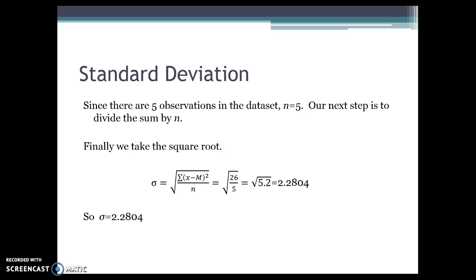So the next step is to divide by the number of observations that there are. In our data set, there were 5 observations. So we're going to take the 26, divide it by 5, and then take the square root. When we do that, we get 2.2804. So that's the standard deviation. That's sigma.